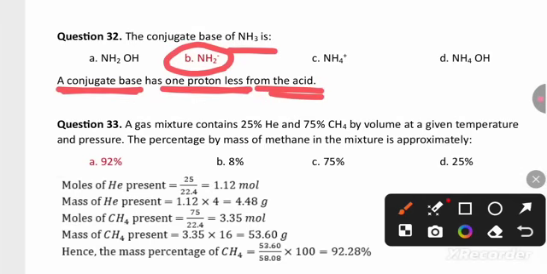less from the acid. If we consider NH3 as an acid, then the conjugate base must have one proton less, so one H plus less. So NH2 minus is the right answer.